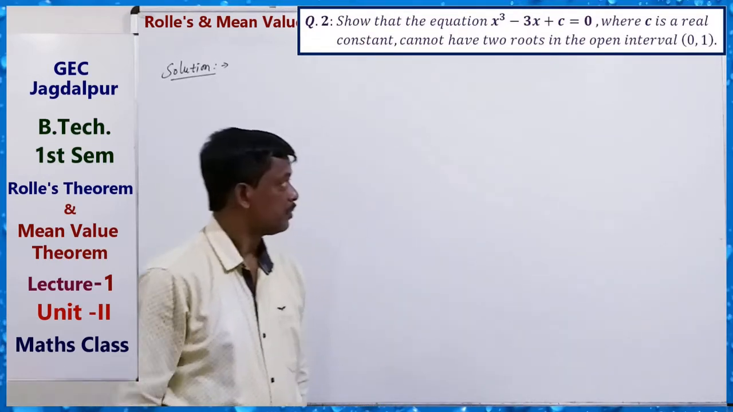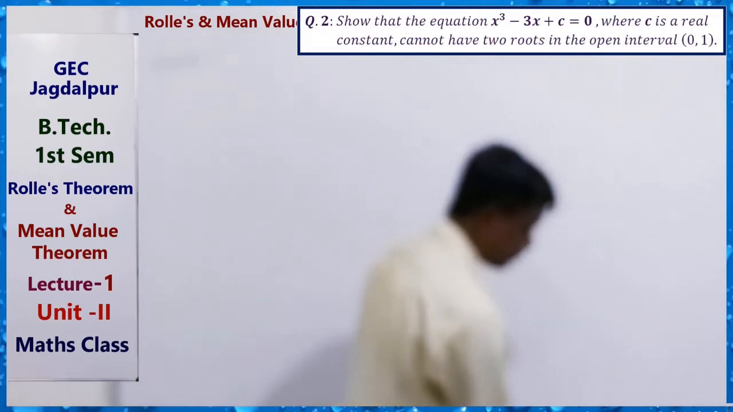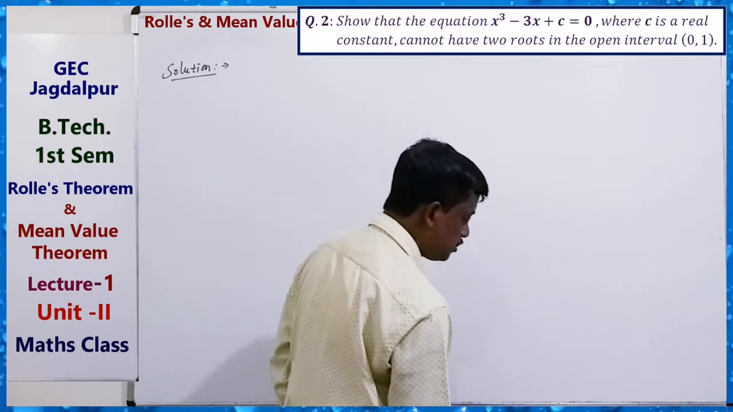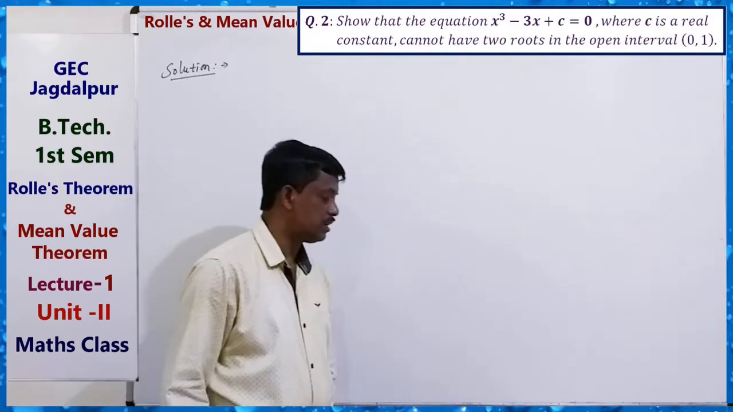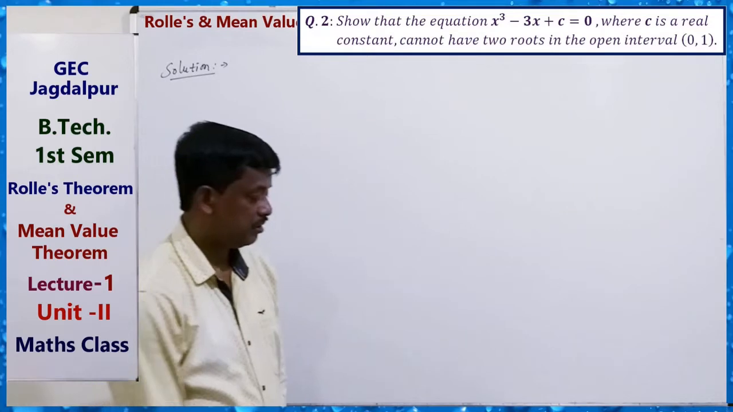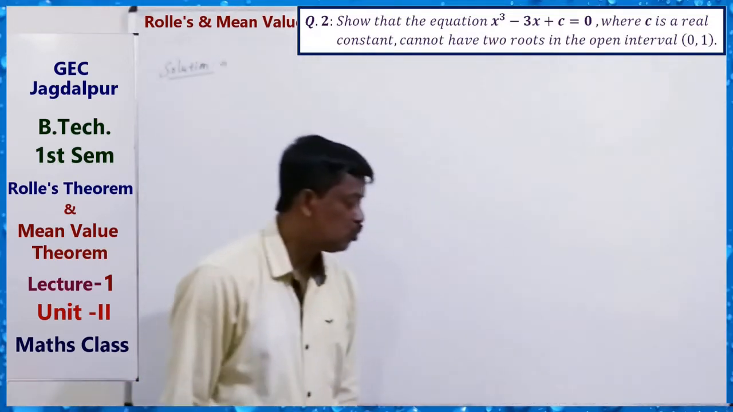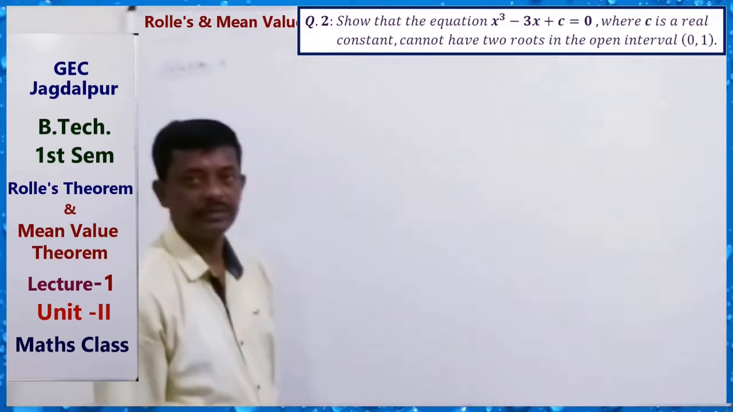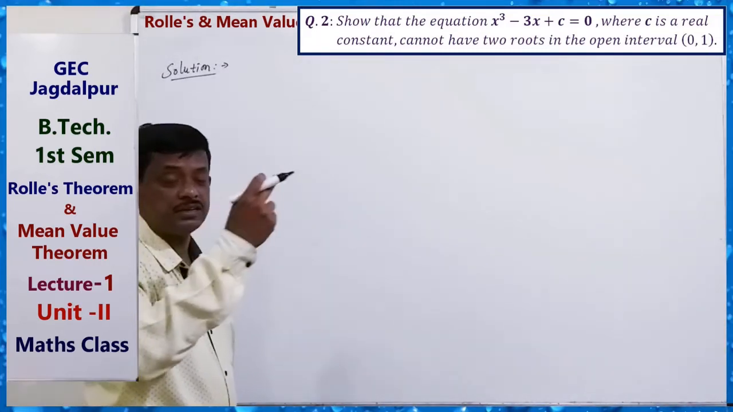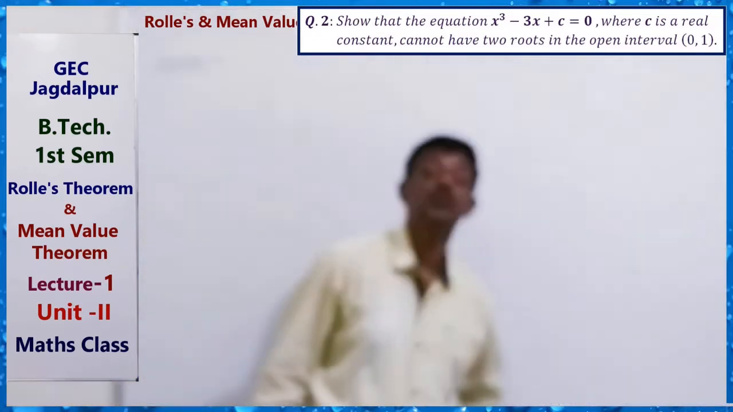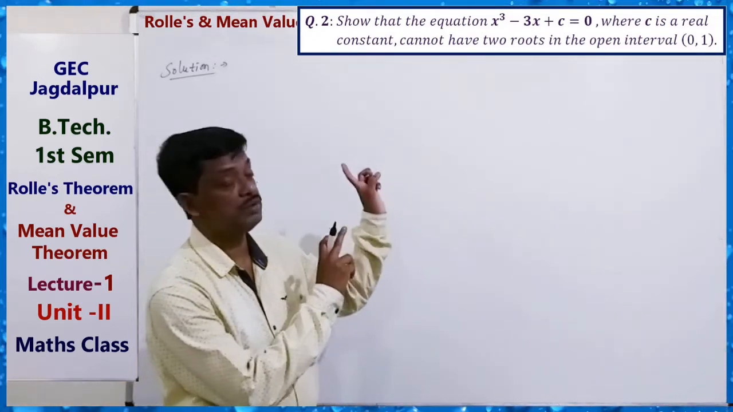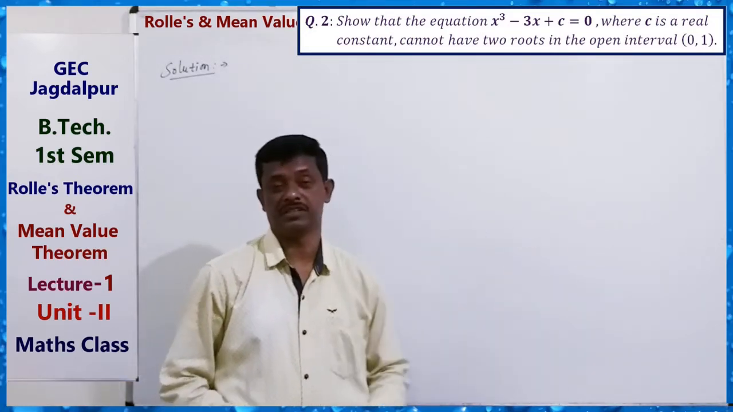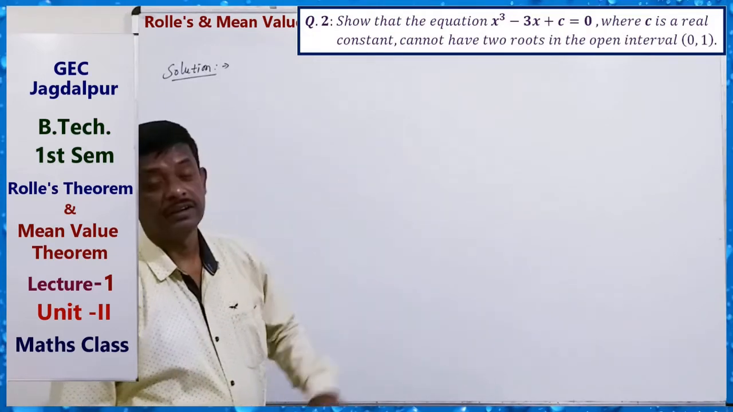Second question. Show that the equation x cube minus 3x plus c equals to 0, where c is a real constant, cannot have two roots in the open interval (0, 1). Okay, so this is a question related to roots. So for solving this type of question, we can use the algebraic interpretation of Rolle's theorem.